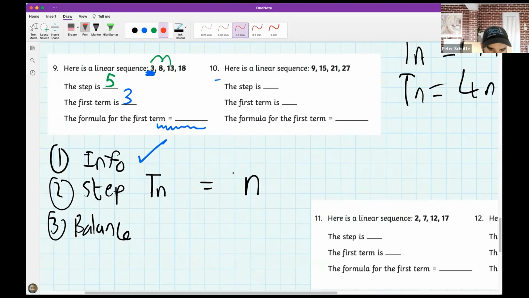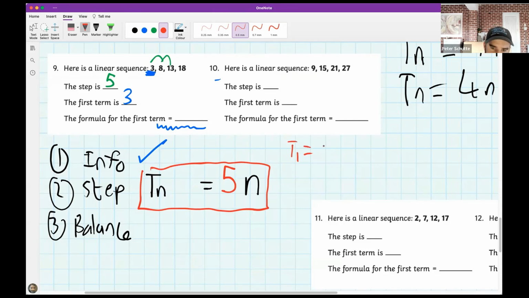Now, with the step size, the reason the step has to go here is this is what's counting up in 5s. So we put a 5 there. But now we have a problem because we need to bring balance to the force. If I leave my formula like this and start to apply it, let's see what will happen. This formula says term number 1 is 5 times 1, which is 5.